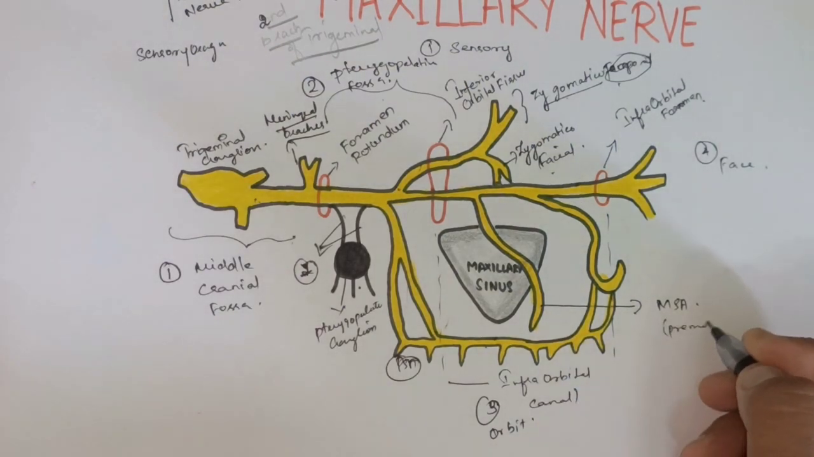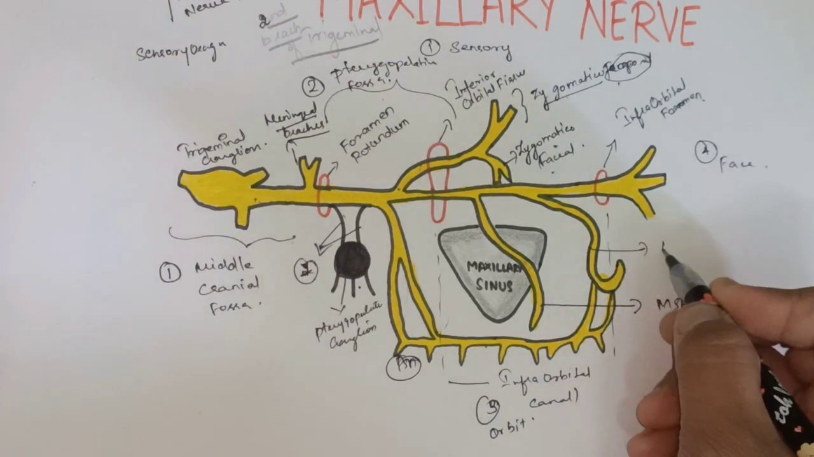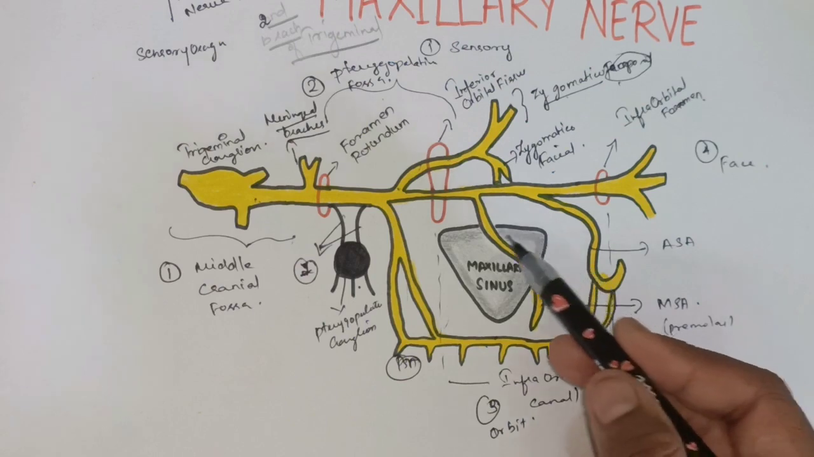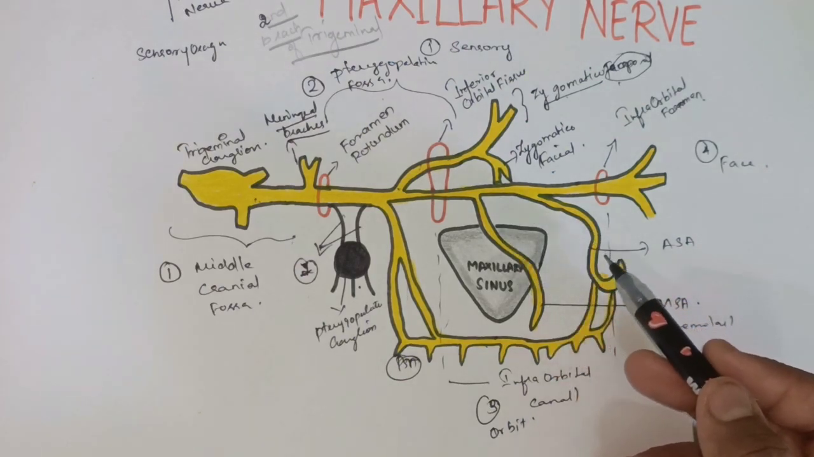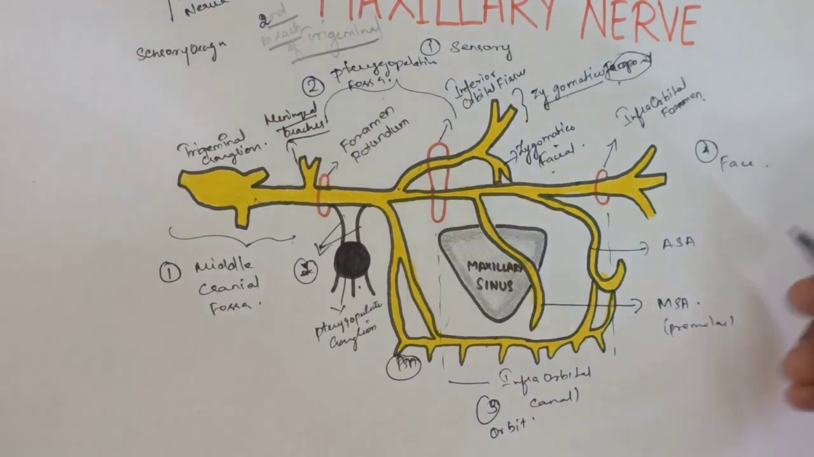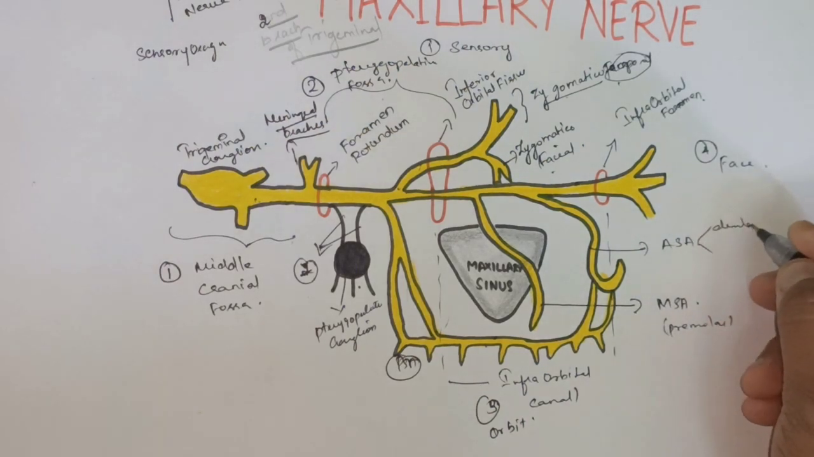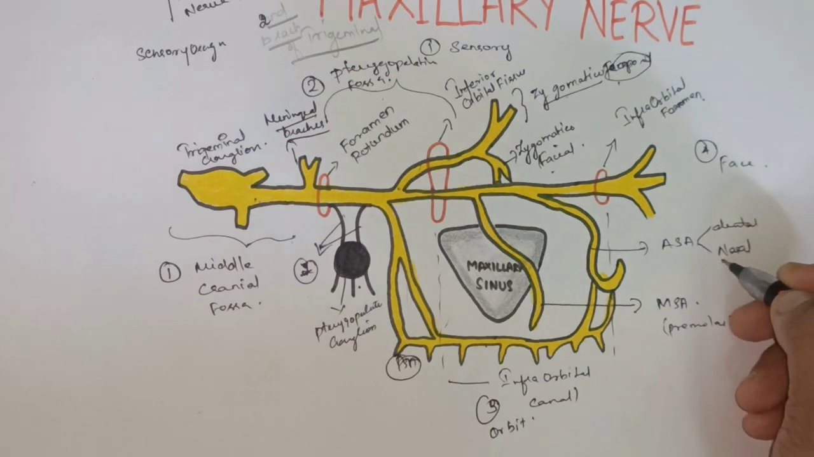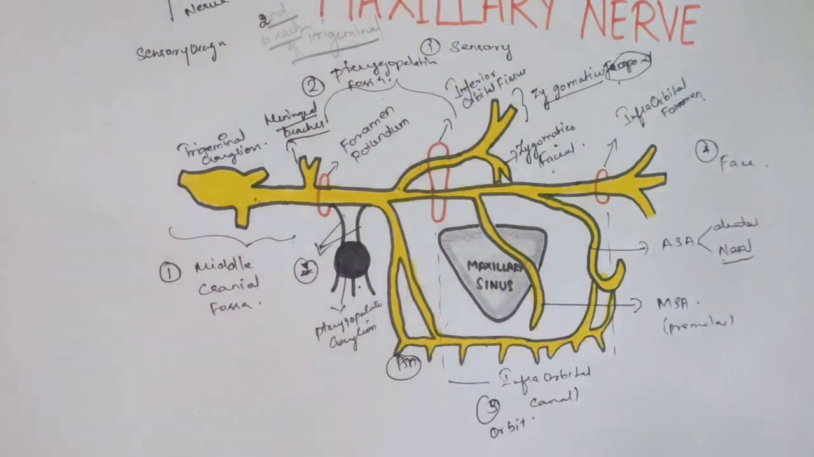The next one is your ASA. So this is your ASA, the anterior superior alveolar nerve. It will also run downwards and reaches the anterior wall. It divides into two branches, the dental and nasal branches. The dental branches supply the incisors and canines, and the nasal branches supply the floor of the nasal cavity and the lateral wall of the inferior meatus. So you have two branches, right? So I have written the two branches.